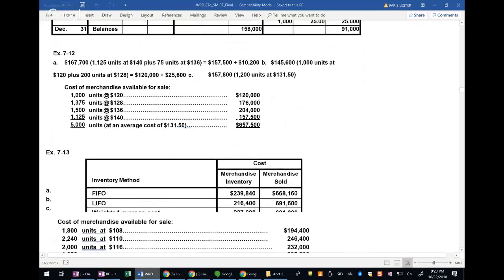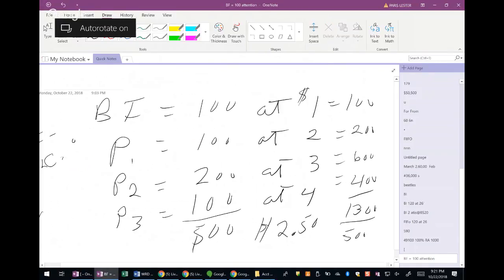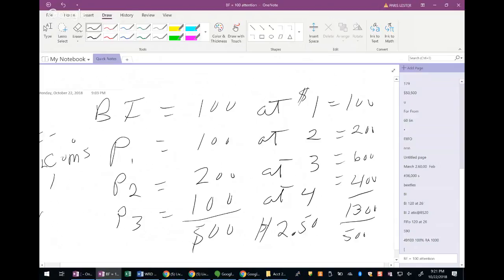Now, if I went back to this notepad, if you kept your figures, then what is my cost of merchandise sold under FIFO? 13. Cost of merchandise sold, FIFO. And remember, we have beginning inventory $100, we bought $200, $600, $400, and we've got $1,300 available.